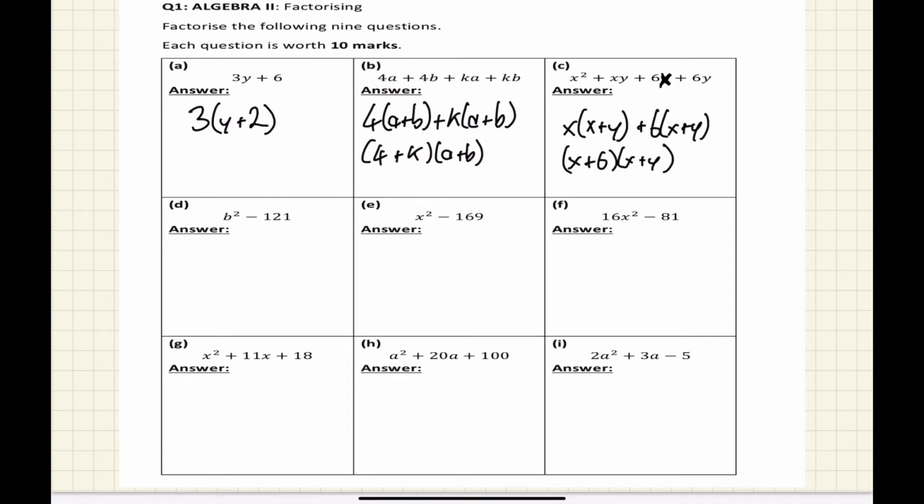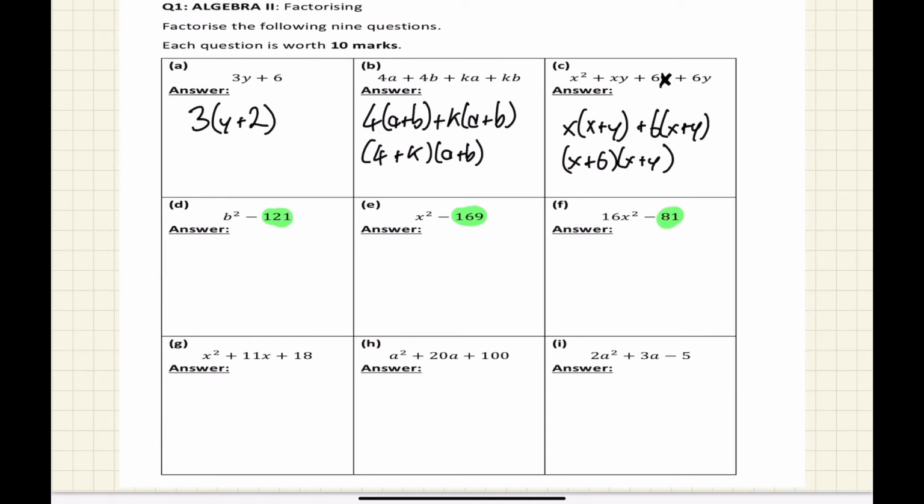Okay. So the next questions, D and E and F, these are difference of two squares. Now remember, how do I identify that these are difference of two squares? Well, I keep an eye on these numbers. It's a little trick: you see there's x squared or b squared or a variable squared, and you have to try and identify the number as a square number, in other words, a number that's multiplied by itself. 121 is 11 multiplied by itself, 169 is 13 multiplied by itself, and 81 is 9 multiplied by itself. So let's have a look.